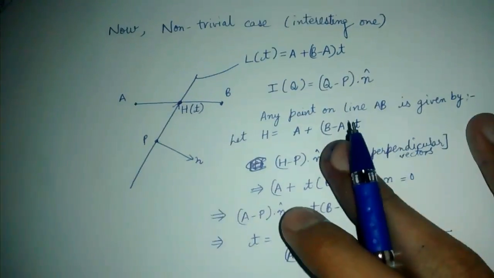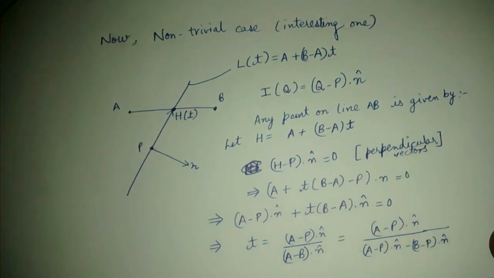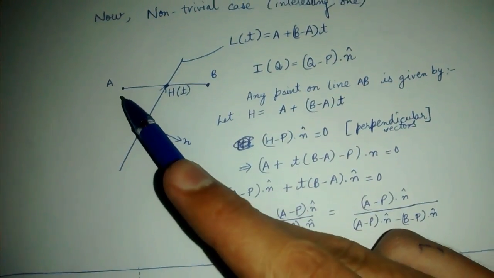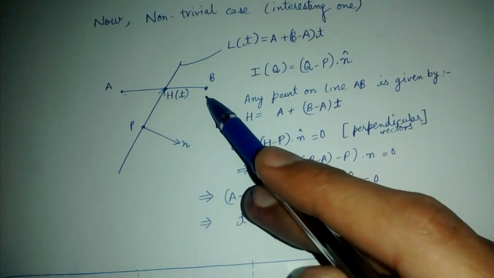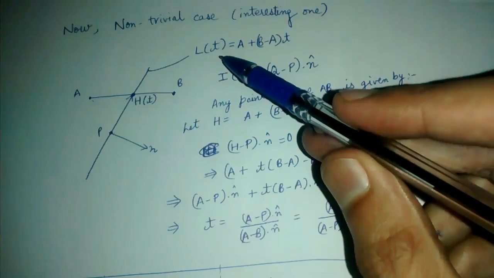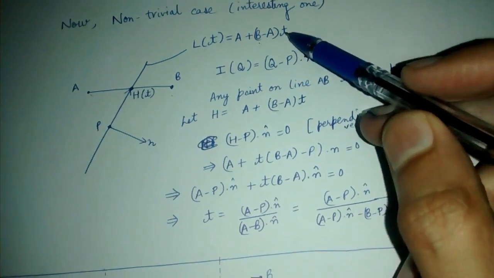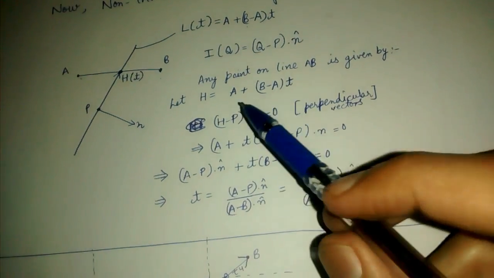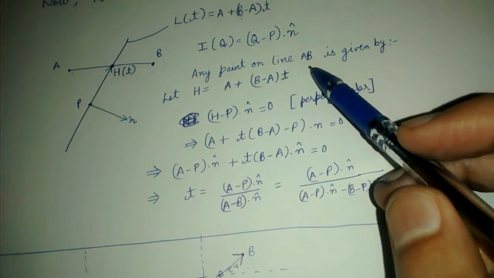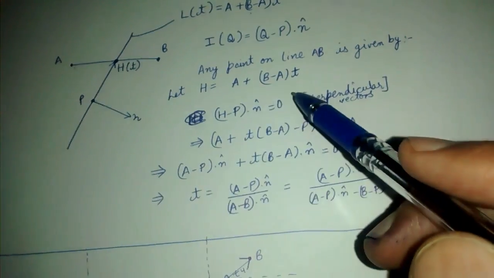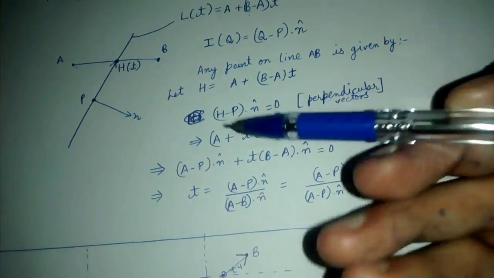Now the non-trivial case, which is of course the interesting one. Out of A and B, one of the points lies outside the polygon and one lies inside the polygon. This line is given by the same equation, and I(Q) is still the same, (Q minus P) dot n. Any point on the line AB is given by the same equation, where t belongs to 0 to 1. t can range from 0 to 1.